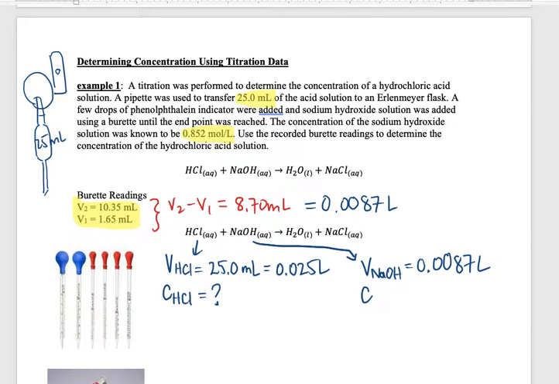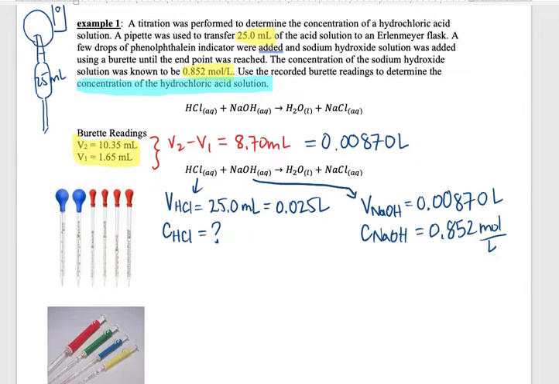And then it says, use the burette readings to determine the concentration of the hydrochloric acid solution. So see, we need to find the acid, but we do know the base. Like that, okay? All right, so yeah, we're trying to stick with 3 sig figs here. Add that in. Okay, so now we have the information that we need.